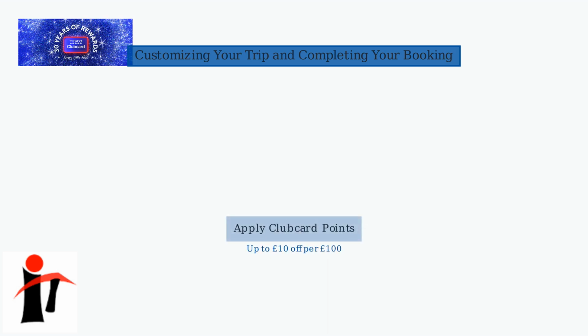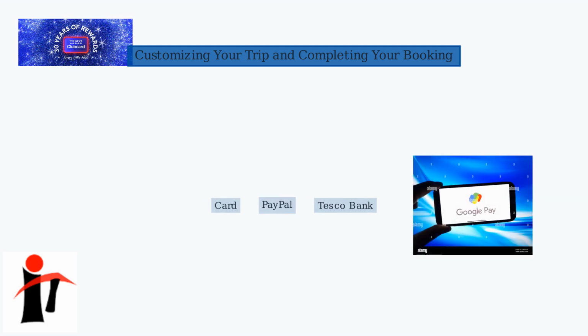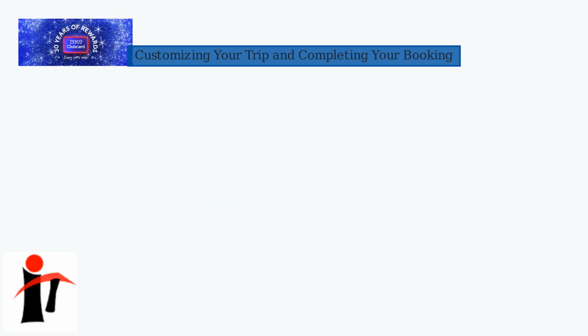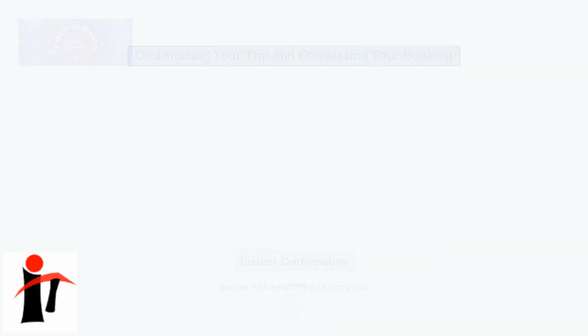Here's where your club card points come in handy. Apply them for discounts on your booking. When you're ready, pay securely using your card, PayPal, or directly through your Tesco bank account if you have one. You'll receive instant confirmation with e-tickets and all your travel documents.